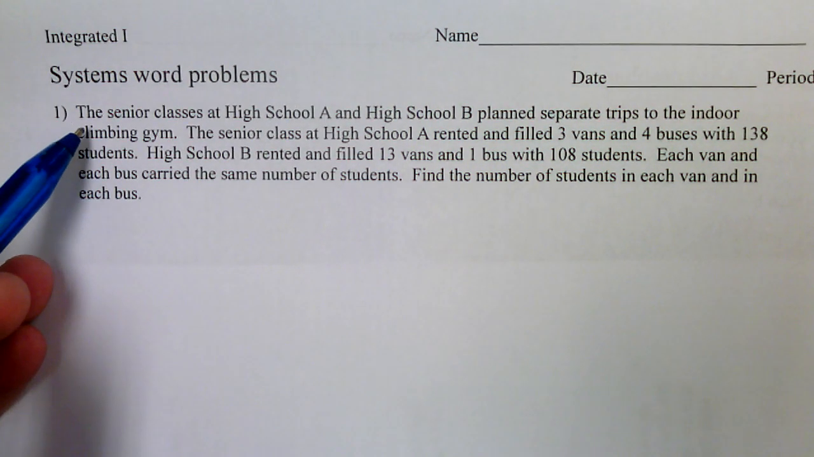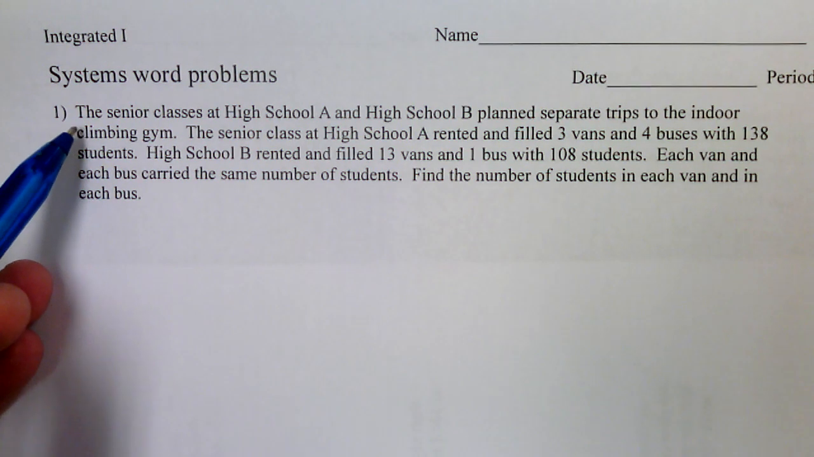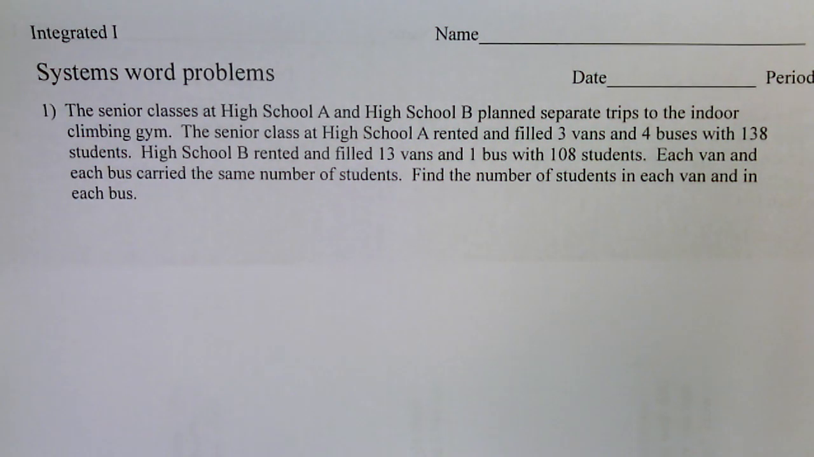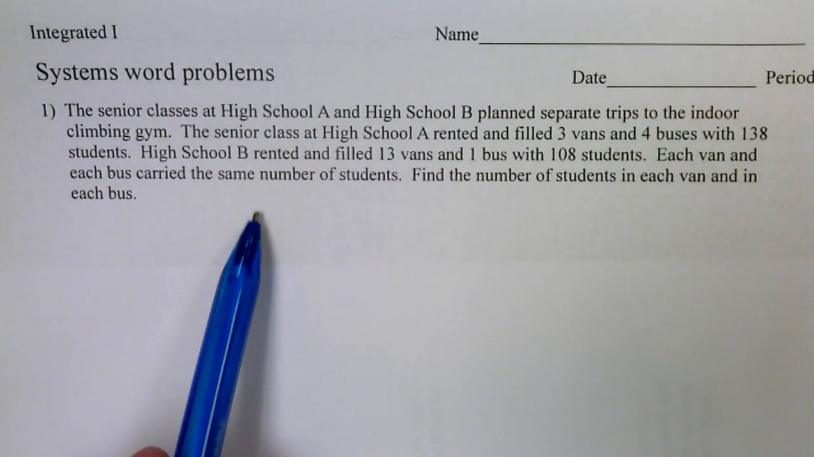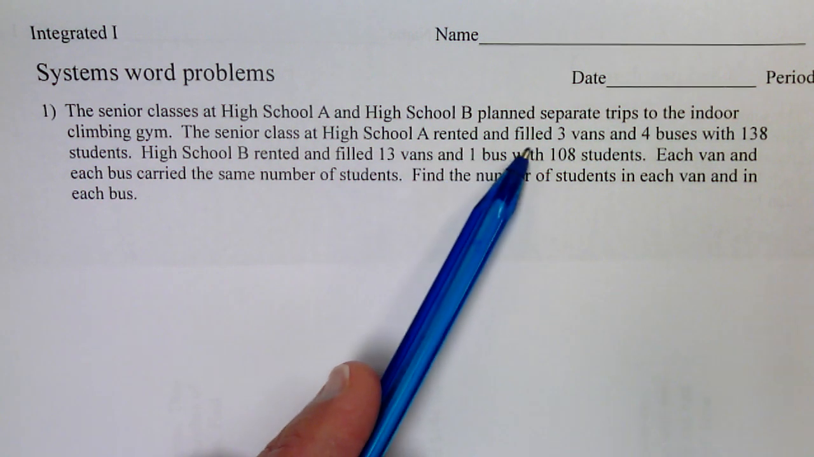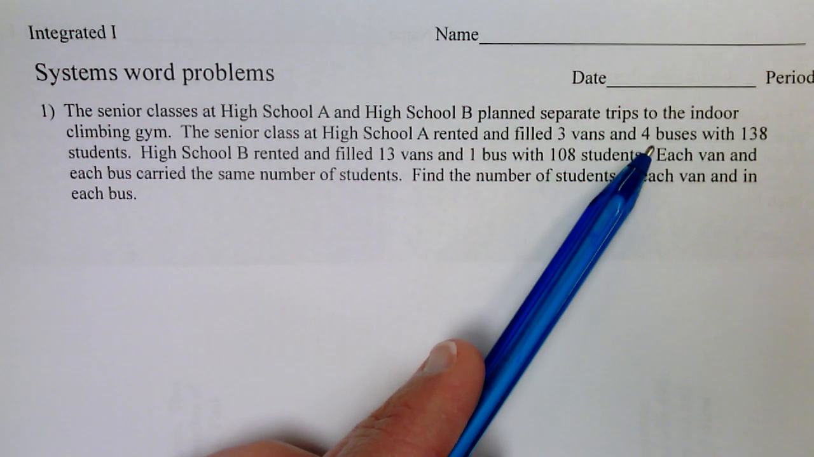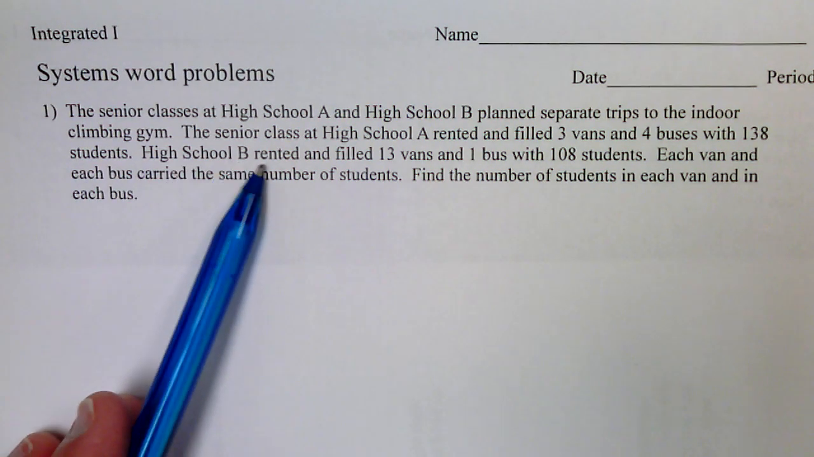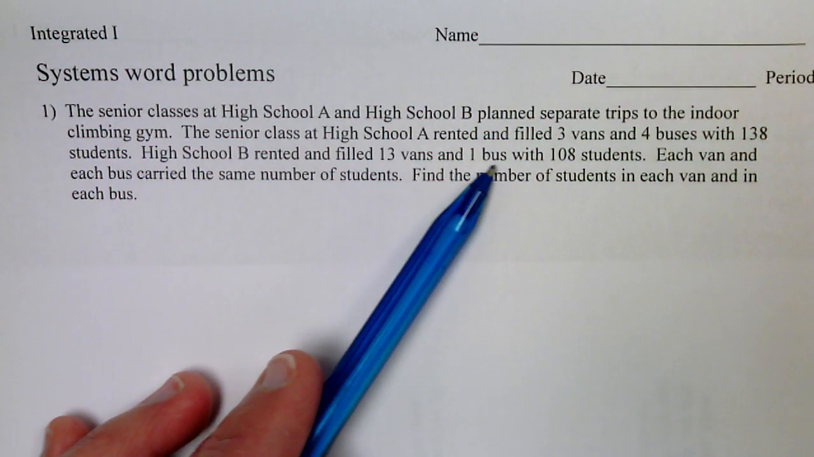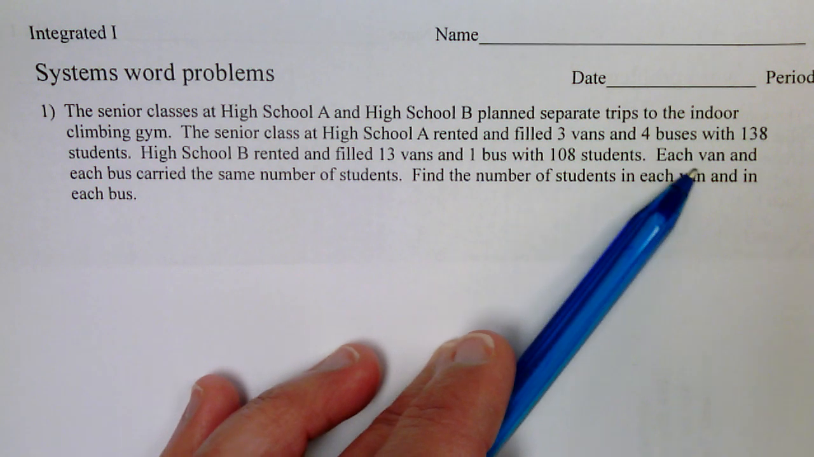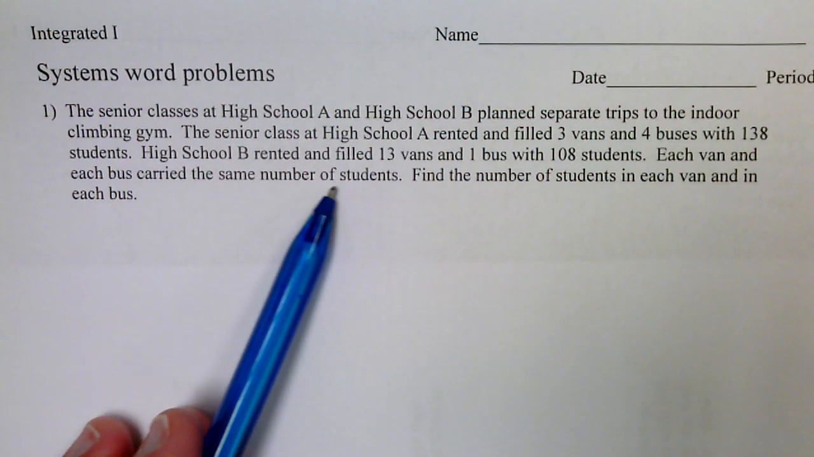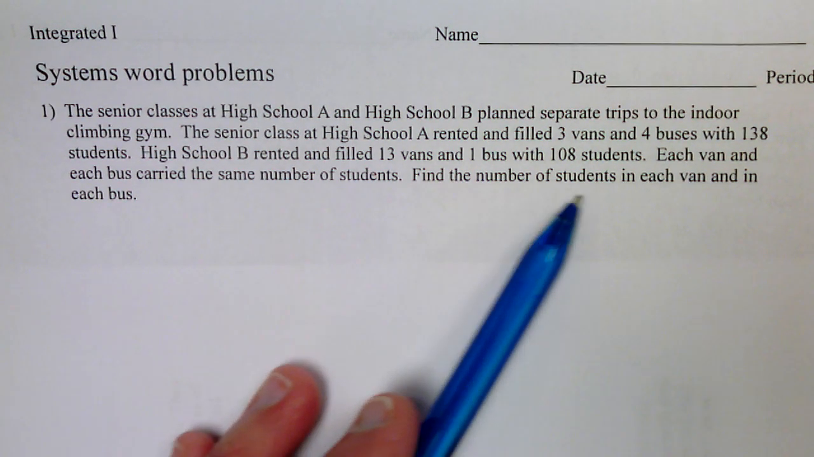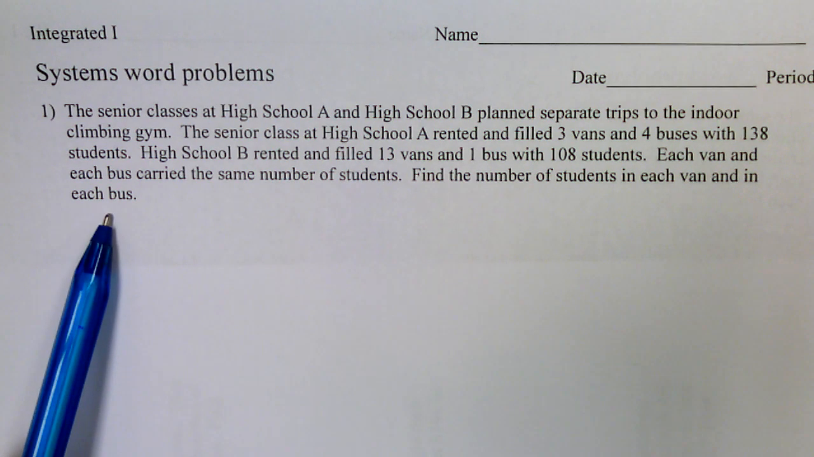The senior class at high school A and high school B plan separate trips to the indoor climbing gym. The senior class at high school A rented and filled 3 vans and 4 buses with 138 students. High school B rented and filled 13 vans and 1 bus with 108 students. Each van and each bus carried the same number of students. Find the number of students in each van and in each bus.